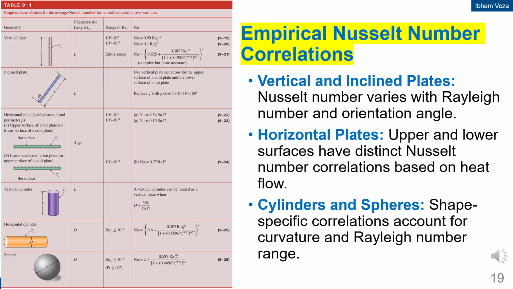Empirical Nusselt number correlations. Different geometries have different Nusselt number correlations. Vertical plates, horizontal plates, cylinders, and spheres each have their own empirical relationships. These differences arise because geometry affects the flow pattern. The Rayleigh number range also determines the form of the equation used. Therefore, the correlation must always be selected according to the physical configuration of the problem.